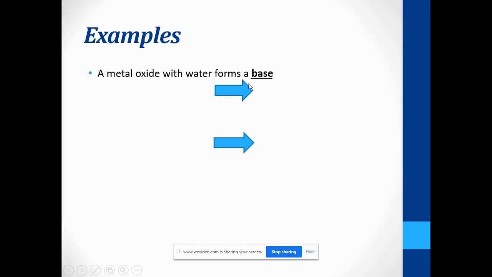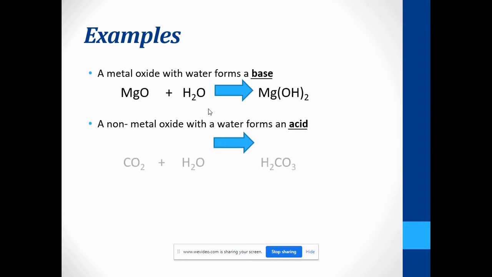Metal oxide with water forms a base. Here's another example. When you combine magnesium oxide with water, you form a hydroxide. Notice this is one big compound coming from two smaller entities. Non-metal oxide with water forms an acid. So if you combine carbon dioxide with water, you get carbonic acid.